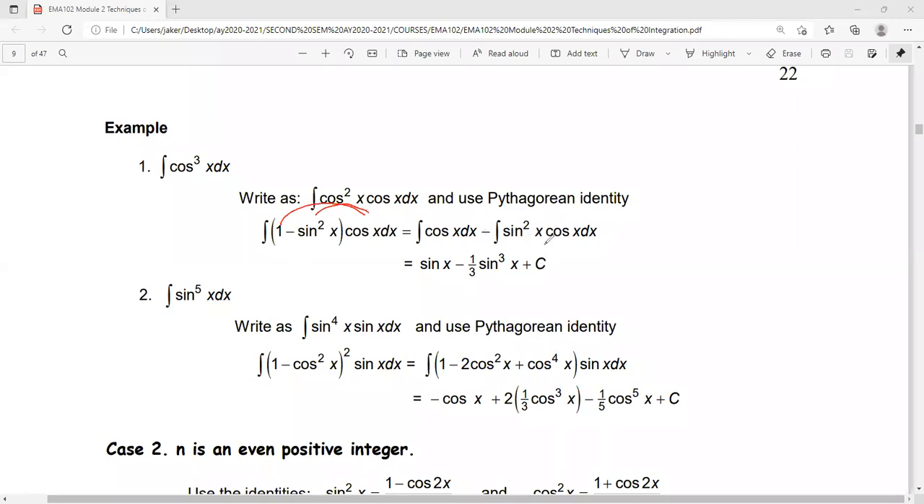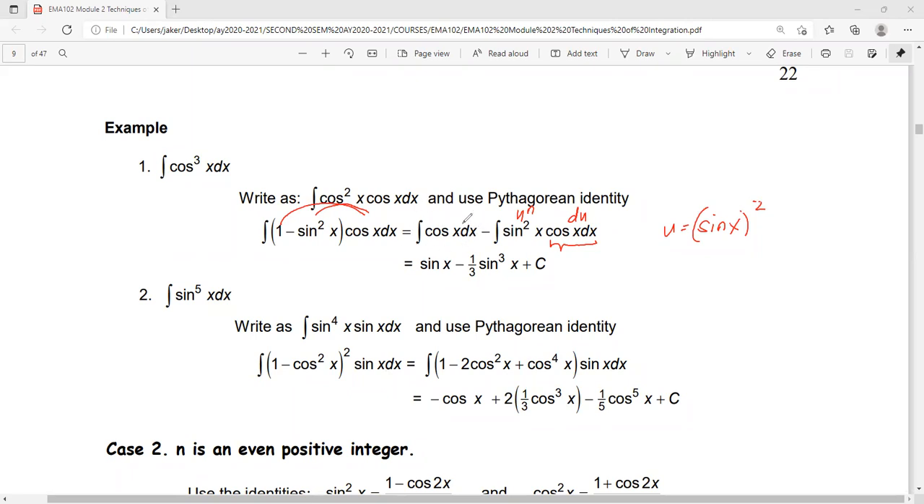Now, if you look at it very closely, this will be comparable to u raised to n, and this will be the du. The du will be the entire cosine of x dx. Why? Because your u here is the sine of x, so the du of that would be cosine of x dx. It's being raised to an exponent, which is 2. So your u raised to n, where u is sine x and n is equal to 2. So then you can have this integrated.